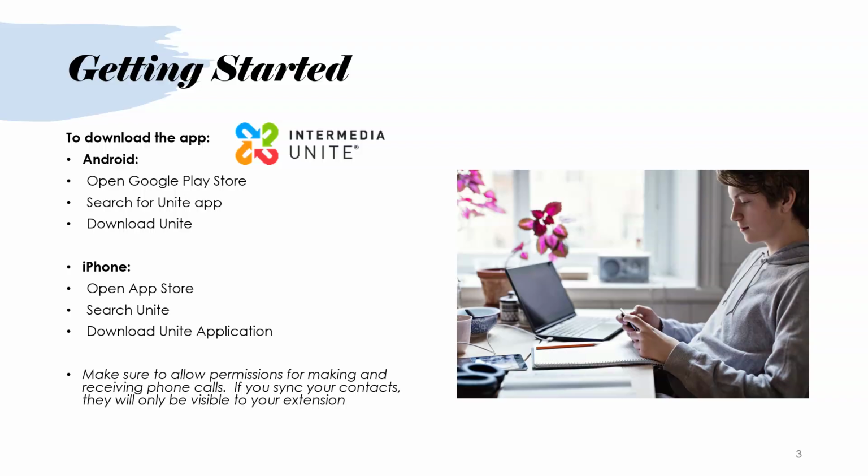So first and foremost, how to download the app. You're going to open up your Google Play Store or the App Store, and search for Intermedia Unite. It looks like this. Once you've searched for that, you're going to install the app. At that point, it will ask you permissions, just like every other app does, where you can tell if you want to make and receive phone calls, which make sure you do that. If you do want to sync your contacts, do that. It will only be visible for you if you want to.